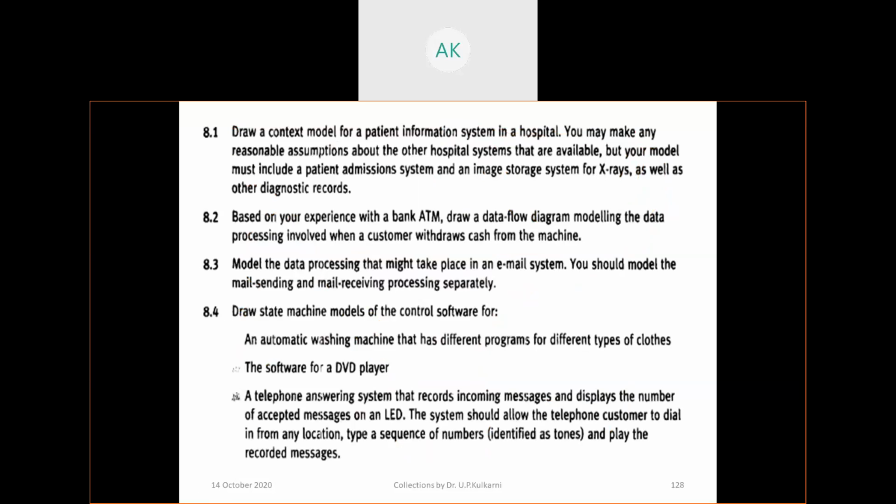Now look at a few questions given at the end of the book. The questions given at the end of the book will serve as important learning material to test your learning. I'll give an example here. Look at this, a very interesting one. If you can solve the question given at the end of the chapter, I think you are ready for the placement, almost. So look here: draw the state machine or state diagram of the control software for an automatic washing machine that has different programs for different types of clothes.